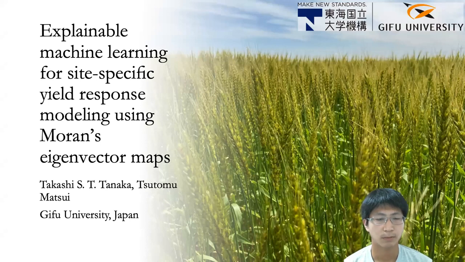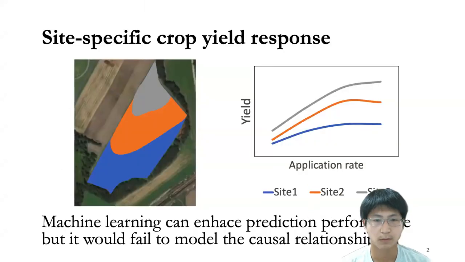Today, I'm going to talk about how we could improve the explainability of machine learning for modeling site-specific crop yield response to fertilizer inputs by using the Moran's eigenvector maps. So first, that slide shows the background of our studies.